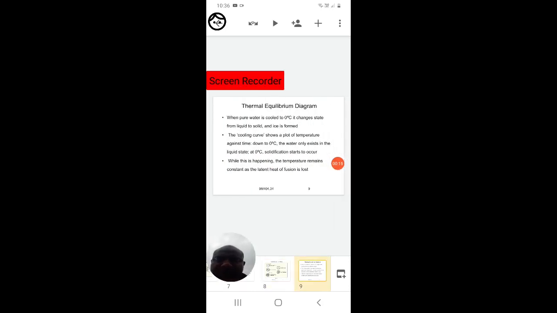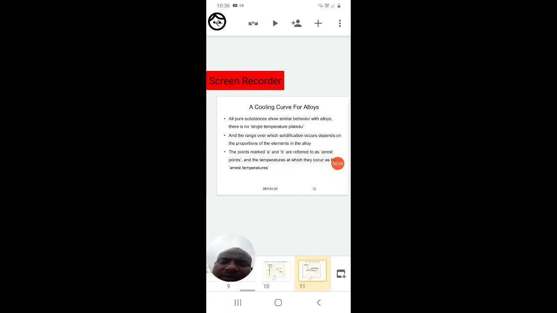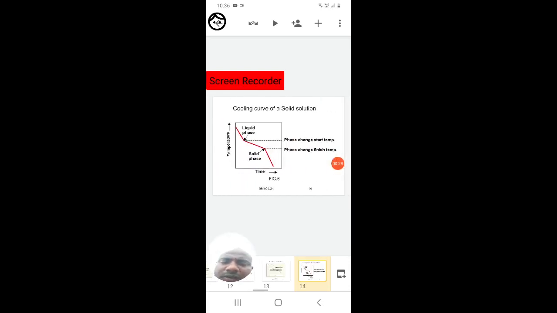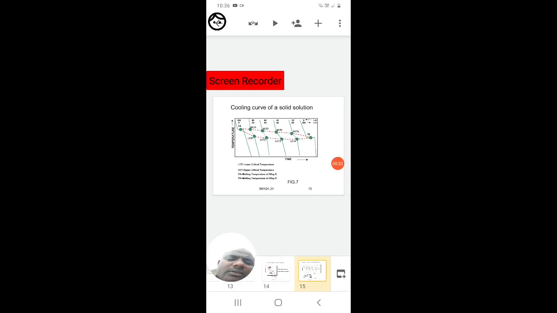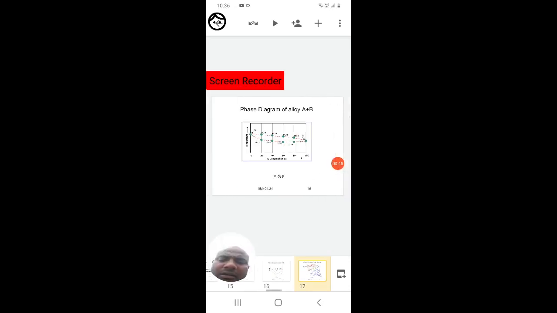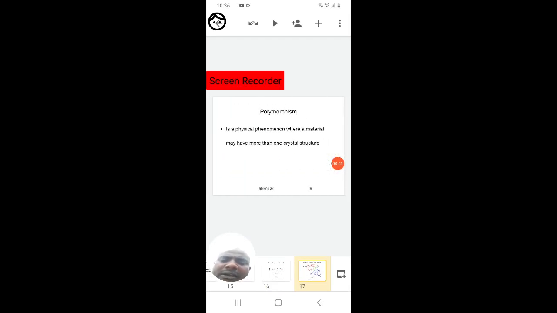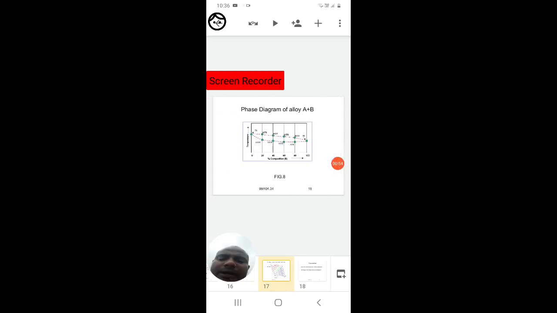Already it is shown. While this is happening, the temperature remains constant as the latent heat of fusion is lost. So that is the cooling curve of water during solidification. This is for an alloy. After that, you will see the cooling curves of a solid solution, different types of solid solutions, and TTT diagrams: time, temperature, and transformation. All these are useful to evaluate the phase diagrams or equilibrium diagrams.